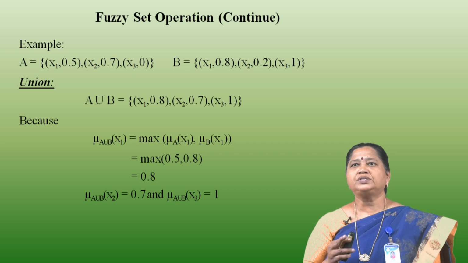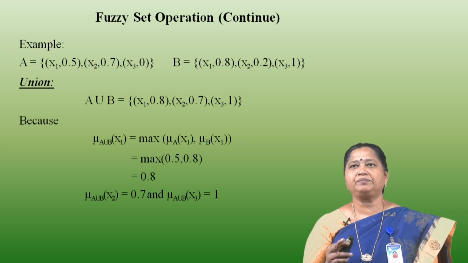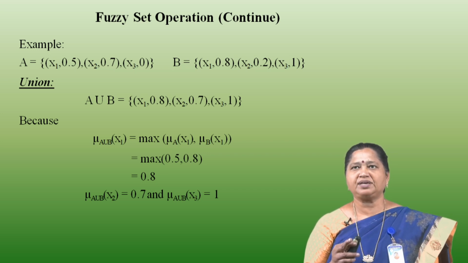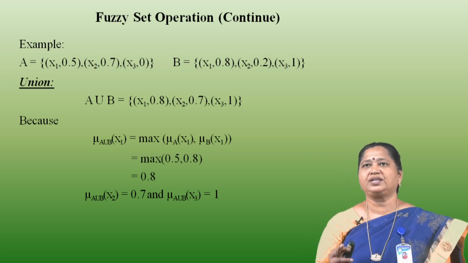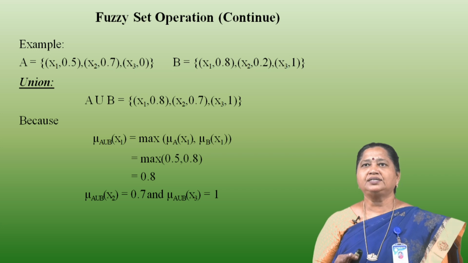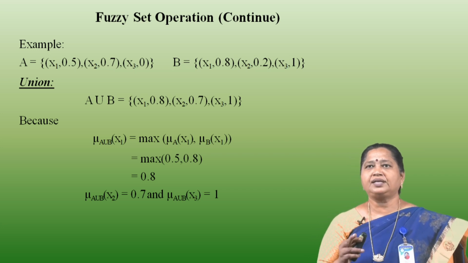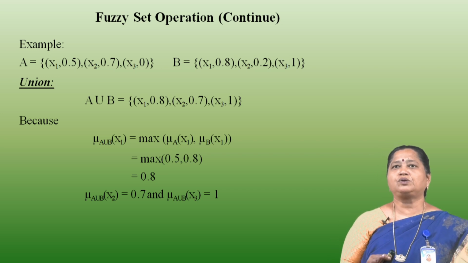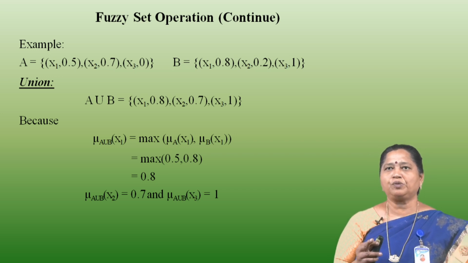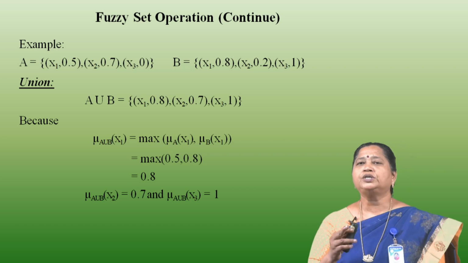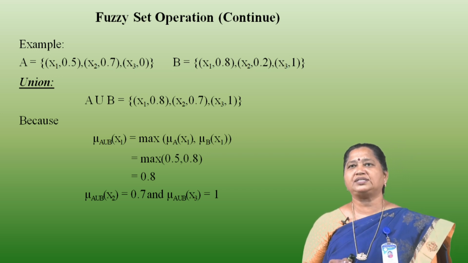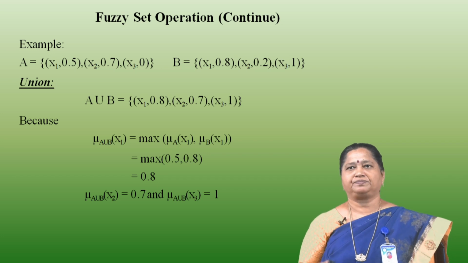So, for x2, the maximum element is between 0.7 and 0.2. The maximum element is 0.7. In x3, here given 0 and 1. The maximum value is 1. So, x1 having 0.8 maximum value, x2 having 0.7 and x3 having the value 1.